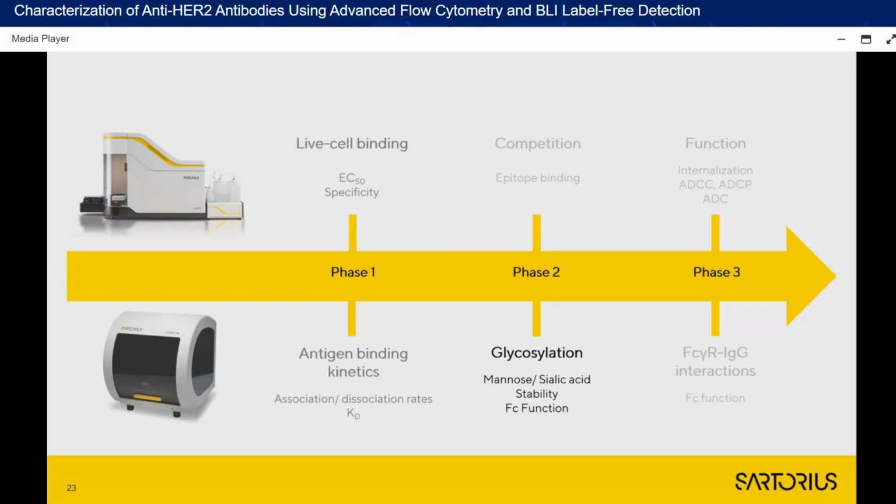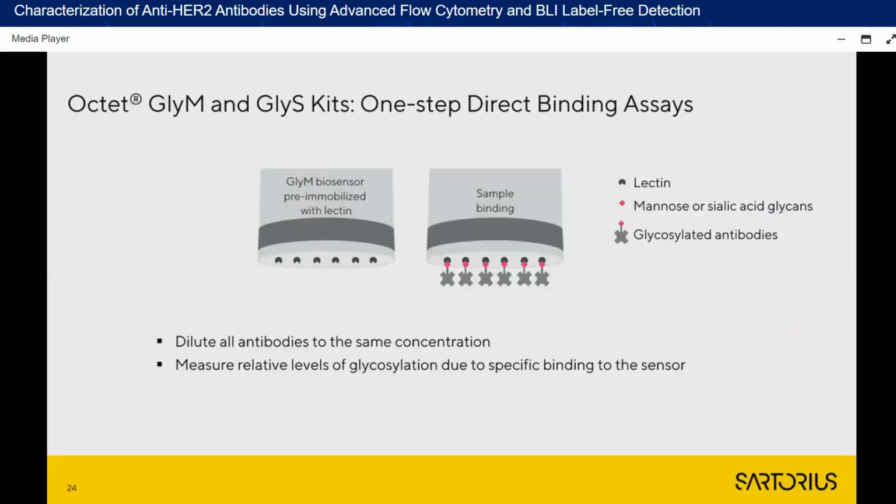So next we had a look at glycosylation on the Octet. As I mentioned before, we used the GlyM and GlyS kits to measure the mannose and sialic acid content of the antibodies. And this was done using a one-step direct binding assay. So in this, we could dilute all the antibodies to a single concentration, and then we could measure their binding to these lectin pre-immobilized biosensors, which will obviously bind to those specific glycans on the antibodies, and then we can measure the relative level of glycosylation between our antibodies.